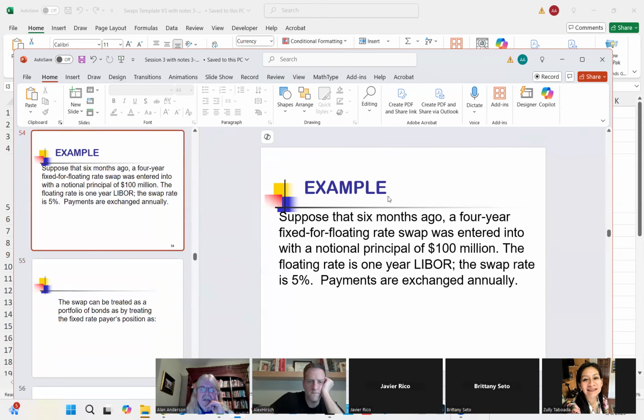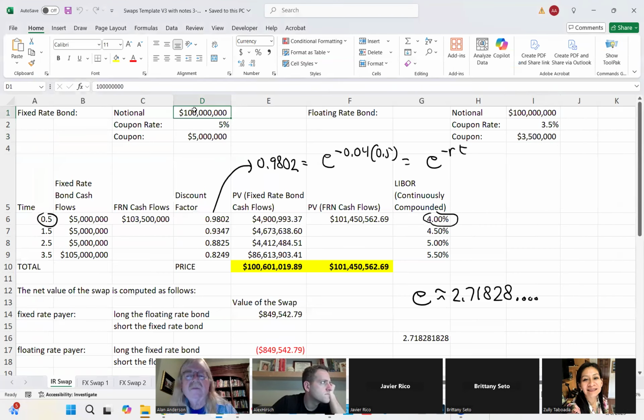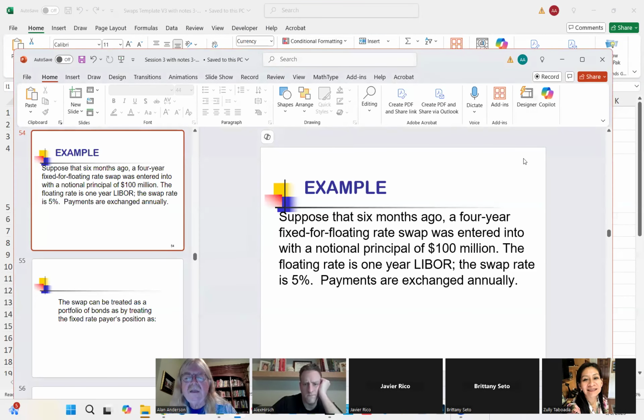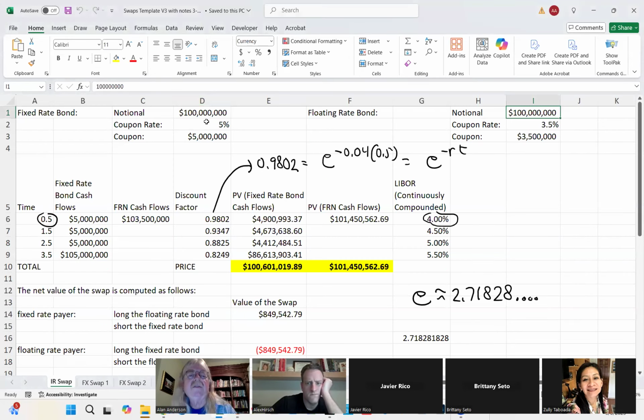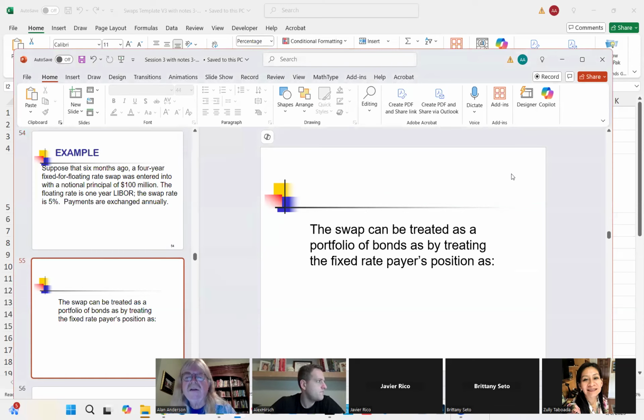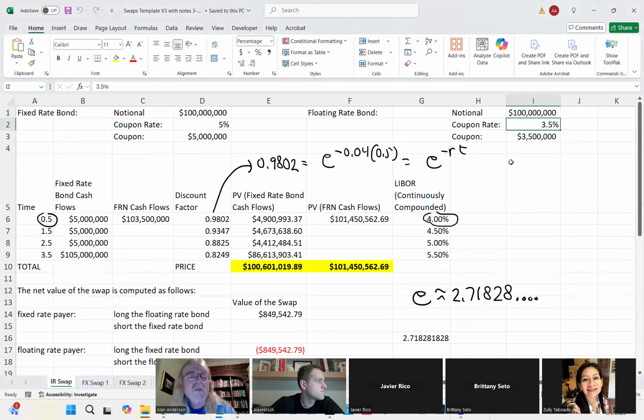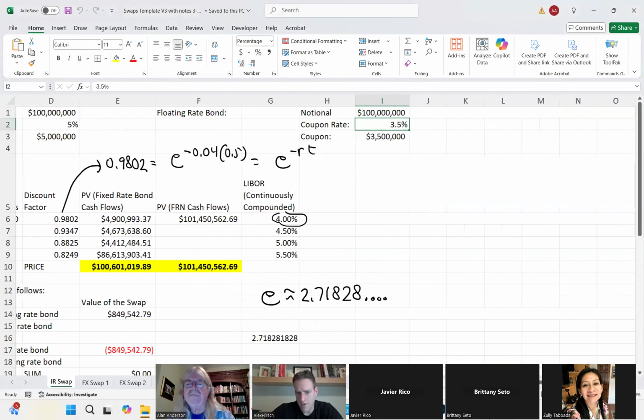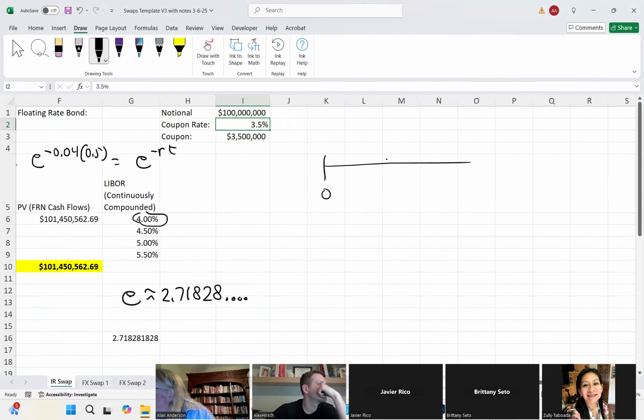So in this example, we have a case where 6 months ago, a 4-year fixed for floating rate swap was entered into. The notional is $100 million on both sides. And the floating rate is 1 year LIBOR. The swap rate, which is the fixed rate, is 5%. That never changes. Okay. That means the annual coupon is $5 million. Over here, it turns out that when that swap was first entered into, the 1 year LIBOR rate was 3.5%. So that we already know. And by the time in 6 months, when the first coupon is due, it'll be worth 3.5%. Okay, so in 6 months, we can count on getting a coupon of 3.5%.